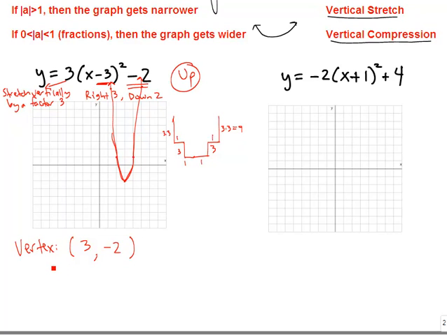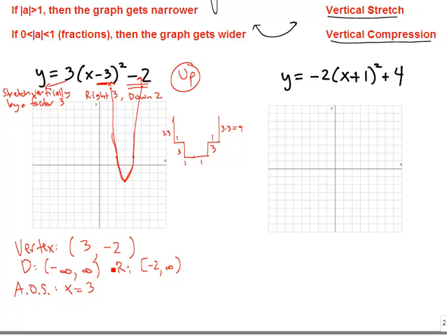To review a couple of other things here, the domain, remember, would be all reals. That's not going to change. The range is going to be your lowest point up to infinity. So here our lowest y value is at a height of -2, and I go up to infinity from there. My axis of symmetry is going to be the vertical line that goes through the x value of the vertex, which was at 3. So this is just going to be x equals 3.